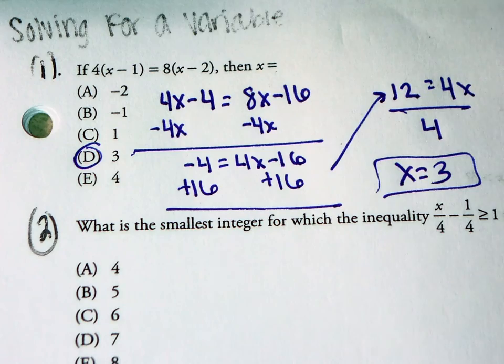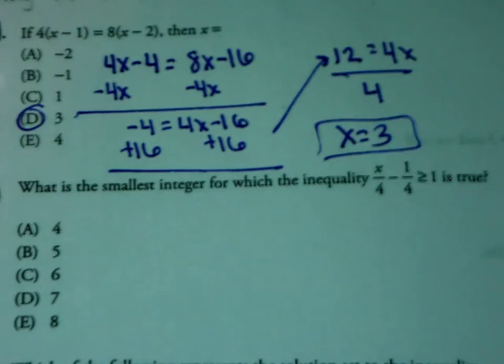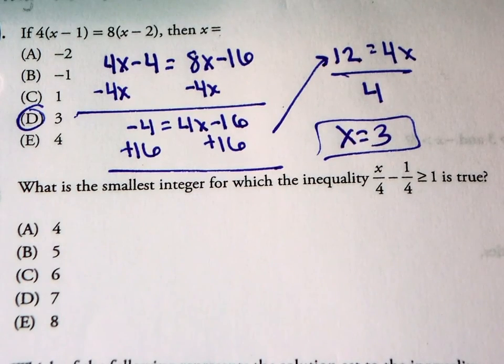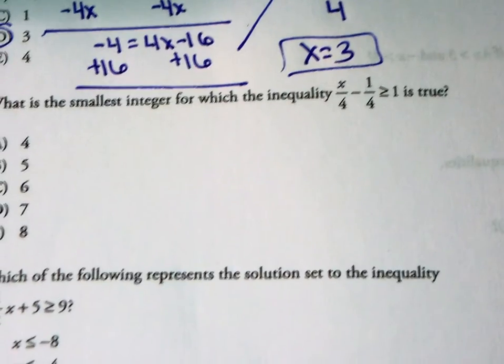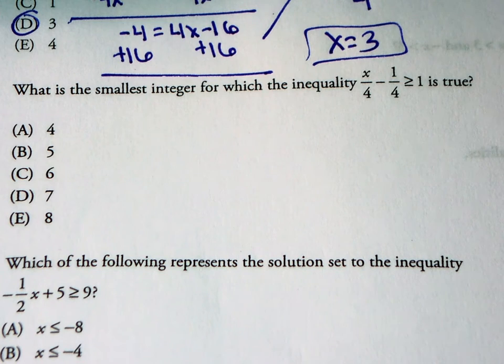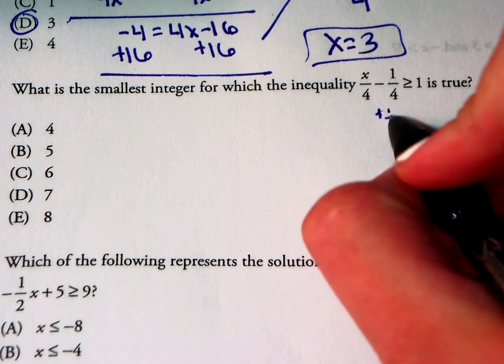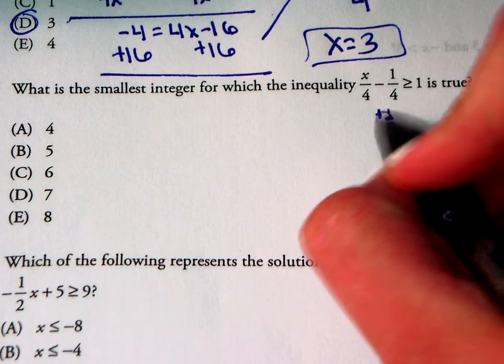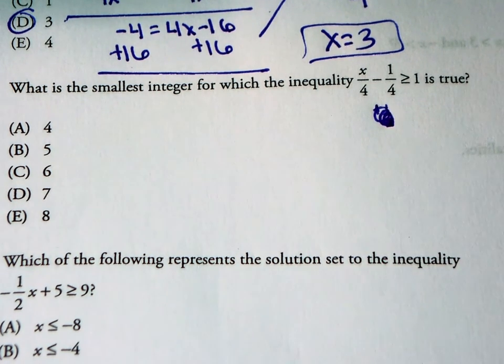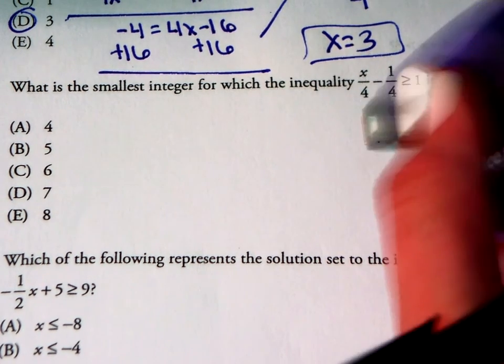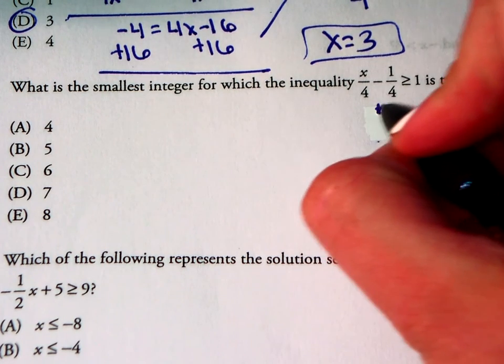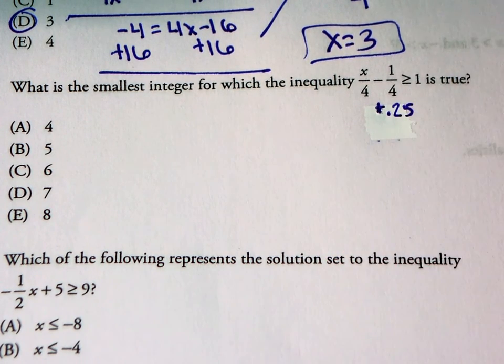All right, next one. What is the smallest integer for which the inequality is true? Let me enlarge this just a little. The first thing we're going to do is simplify this problem. So I'm going to add a fourth. Actually, I'm going to change that to a decimal to make this a little easier to work with. So I'm going to be adding 0.25 to both sides.